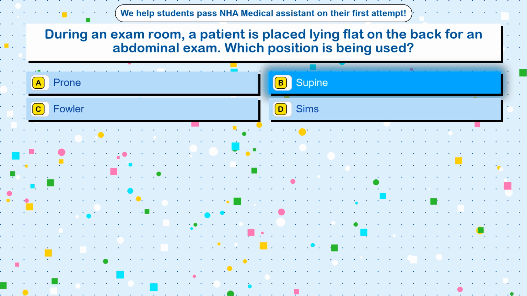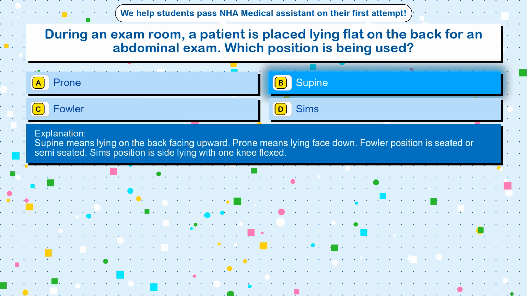Supine. Supine means lying on the back facing upward. Prone means lying face down. Fowler position is seated or semi-seated. Sims position is side-lying with one knee flexed.